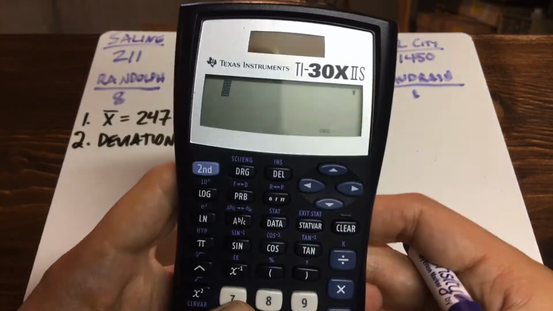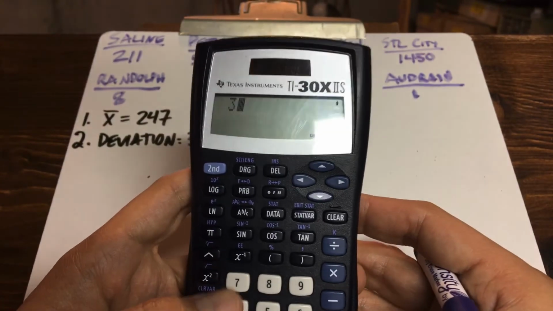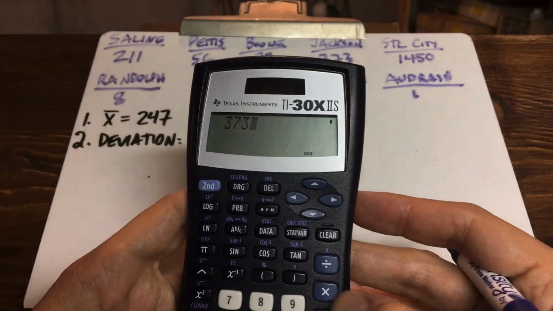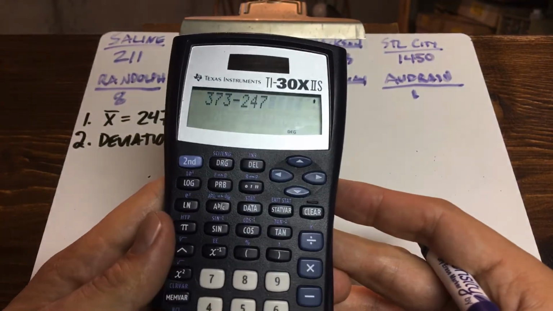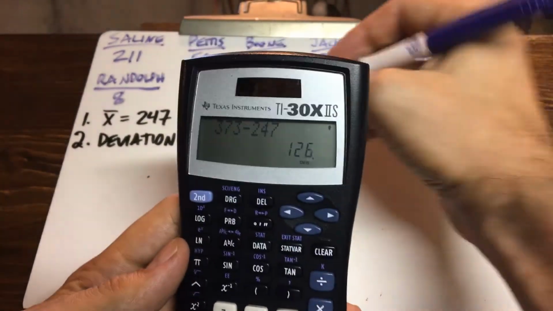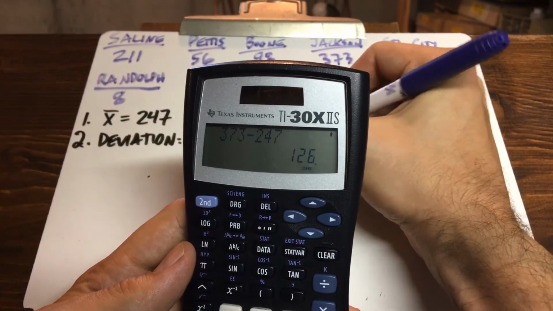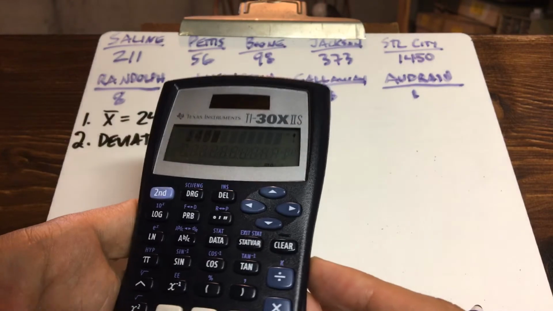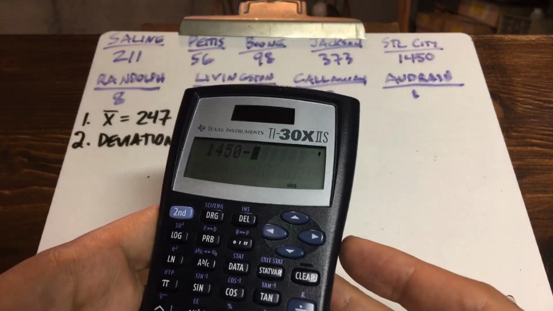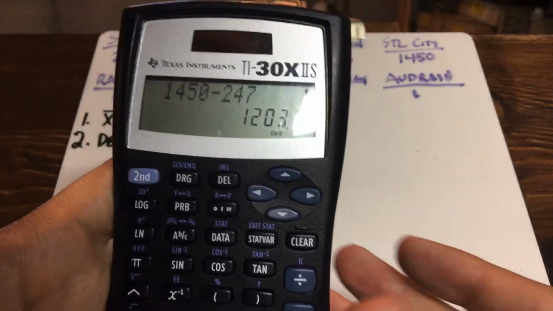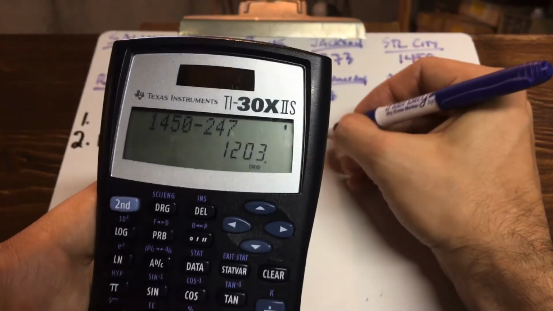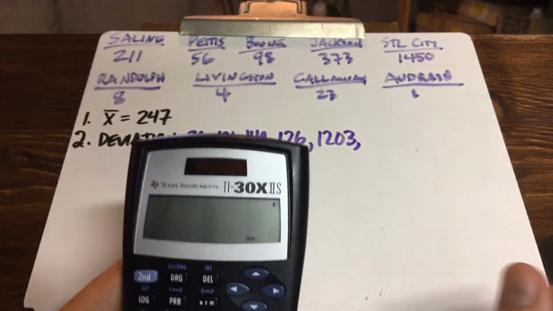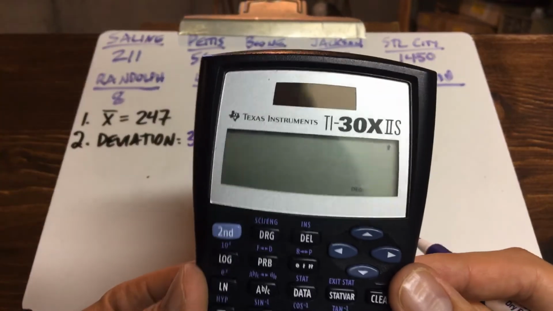Jackson County, that's Kansas City, Raytown, all types of people live there. They only have 373 cases. They've been amazing. Minus 247. They are only 126 above the mean to have all those people. St. Louis City, they have the most, 1,450, at least in our list. Minus 247. They are way above the average. They're 1,203. That's obviously where most of the people who have the coronavirus are in our state.